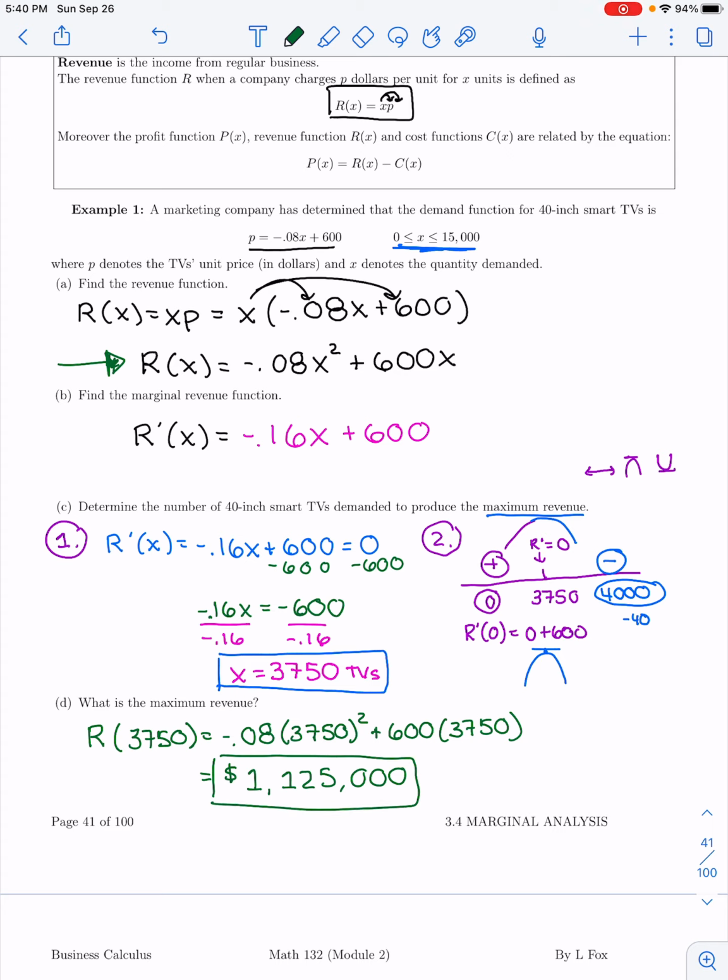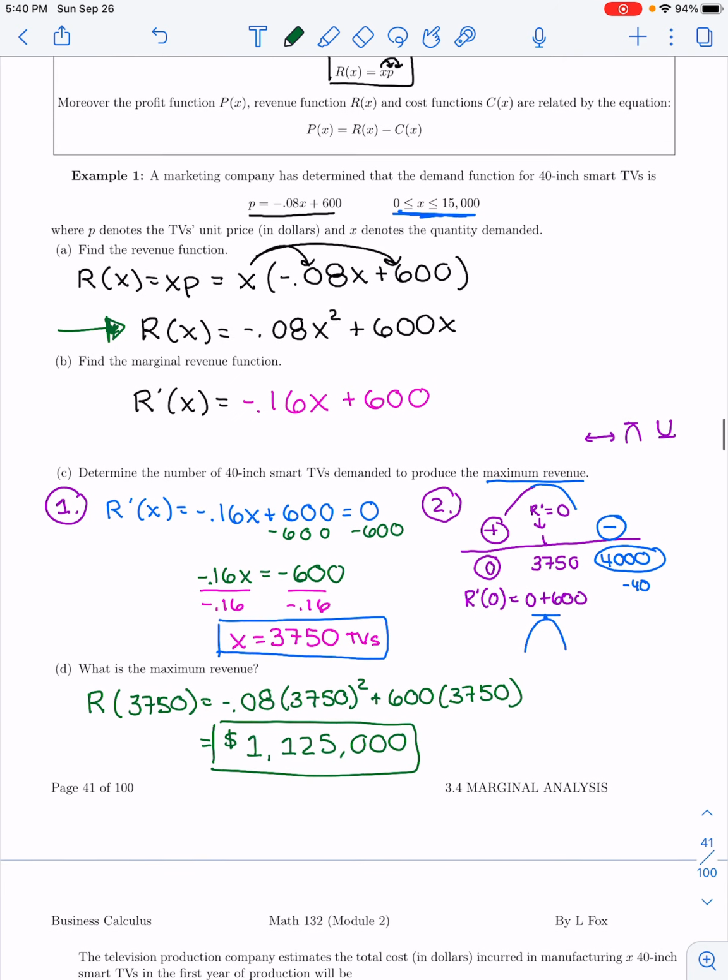So you would say, hey, we suggest, based on our analysis, that you should try to produce and sell 3,750 TVs, and your maximum revenue off of that should be $1,125,000.